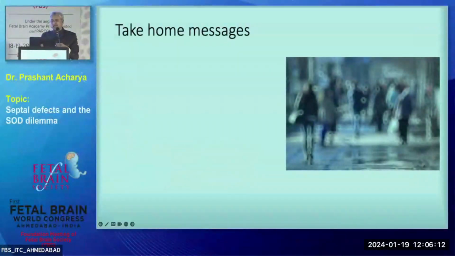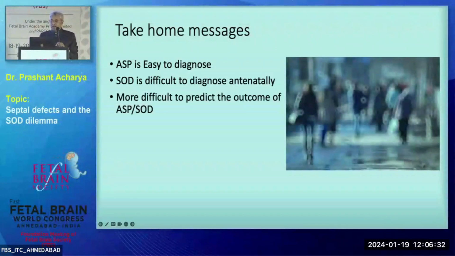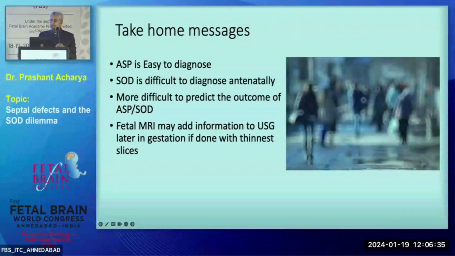So some of the take-home messages are like this. You have taken a photograph, but it is blurred. First, ASP is easy to diagnose, easy to take a photograph of, but then the difficulty starts. SOD is usually difficult to diagnose antenatally with precision. More difficult is to predict the outcome. And then comes the fetal MRI, which may add to the information of ultrasound in later gestation if done with the thinnest slice. TORCH, PCR, microarray, and whole exome sequencing are a must.